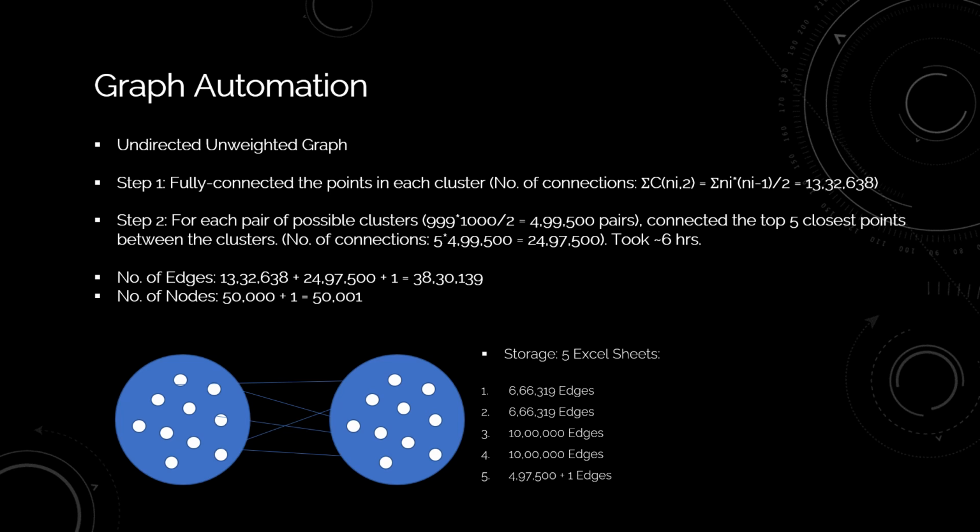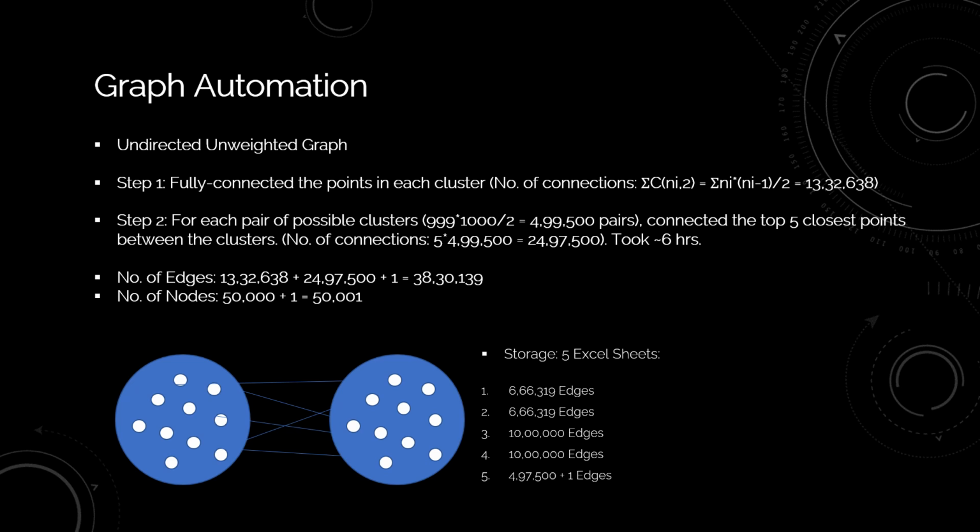The second thing we did was, right now we have an incomplete graph wherein traversing from one point to another may not always have a path. So for each pair of clusters, we have 1,000 clusters, so if you pick any two, that would be 1000C2, which is 499,500 pairs. We traversed every image of the first cluster in the pair and the second cluster in the pair, computed all the distances between every possible pair, and then took the top 5 closest points between these clusters. So the number of connections is 5 times the number of possible pairs, which is around 24 lakhs.